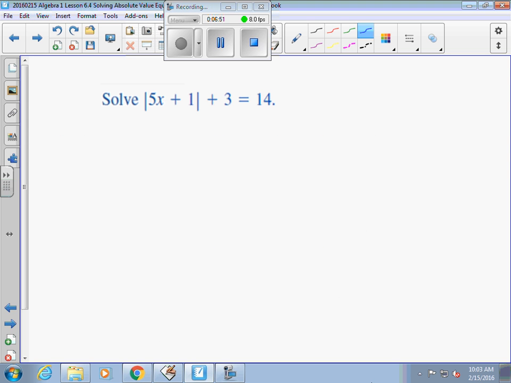Again, on the back, do this one. The absolute value of 5x plus 1, plus 3 is equal to 14. Take about a minute on this one. Remember, you don't have to redo the plus 3 part both times. Just set it up as both positive and negative.